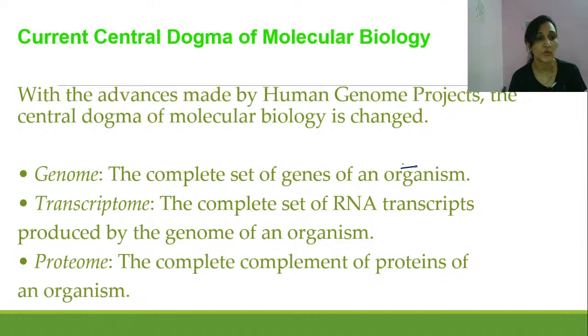Now, how many base pairs are there in our genome? About 3 million base pairs. And how many exons are there? So what are exon and intron? Let us understand these two terms also, exon and intron.